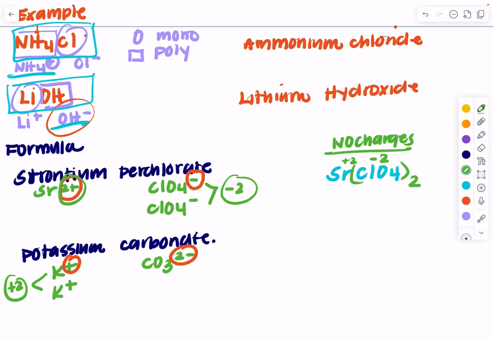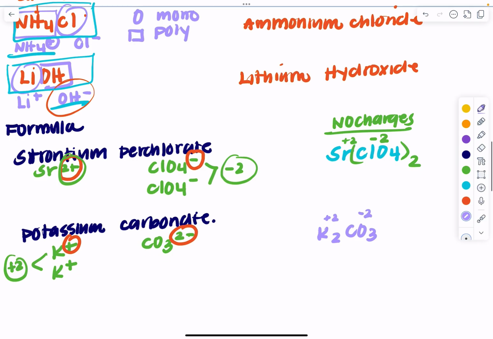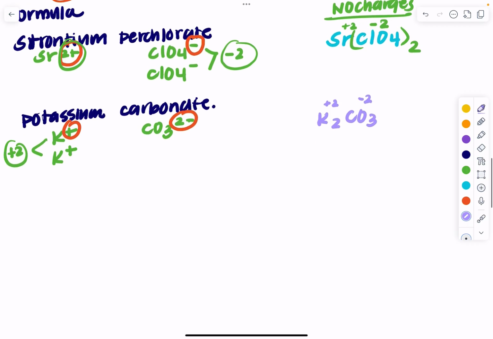At the same time, let's do the next one. So we have 2 potassiums and 1 carbonate. No charges. We assume that they balance. If there's 2 potassiums, it's +2. Carbonate is -2. Polyatomic ions can be a little bit tricky sometimes, but that's why we practice.